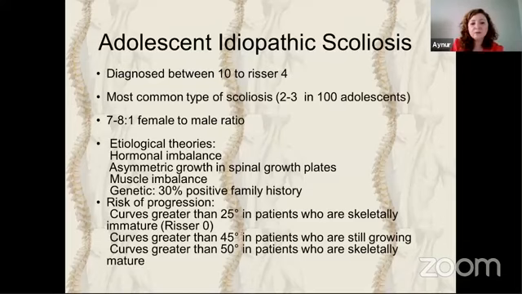Regarding the risk of progression, curves greater than 25 degrees in patients who are skeletally immature, meaning Risser 0, have risk of progression. Curves greater than 45 in patients who are still growing have risk of progression. Curves greater than 50 in patients who are skeletally mature have risk of progression. 50 degrees is very important.